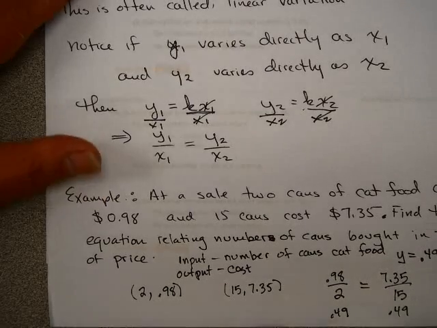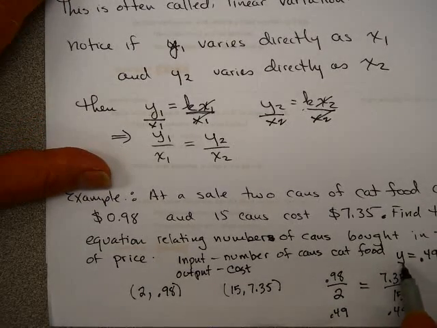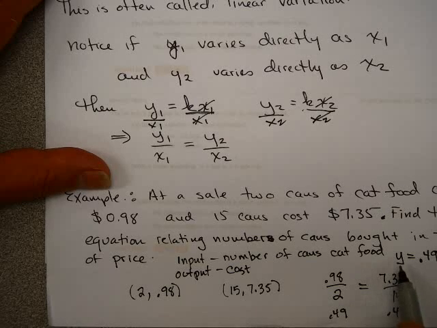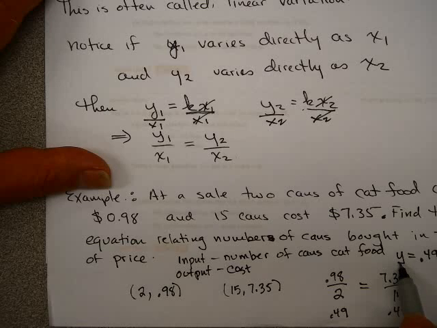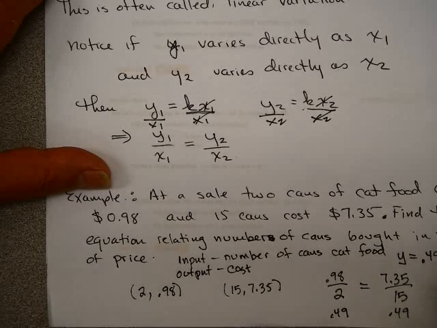So this gives me a direct variation. We could say y varies directly as x, or the total cost of cat food is 49 cents times the number of cans that we buy. So that's an example of direct variation.